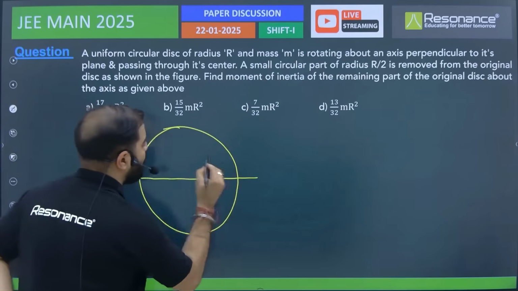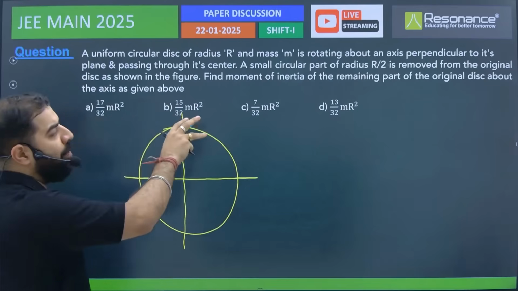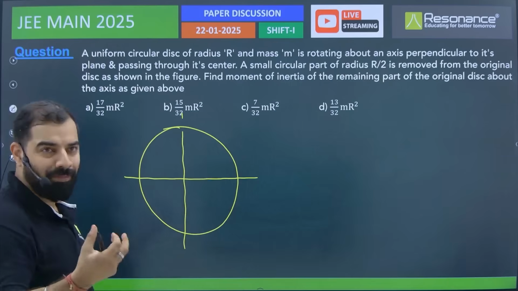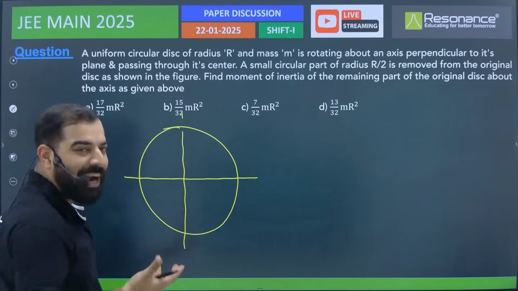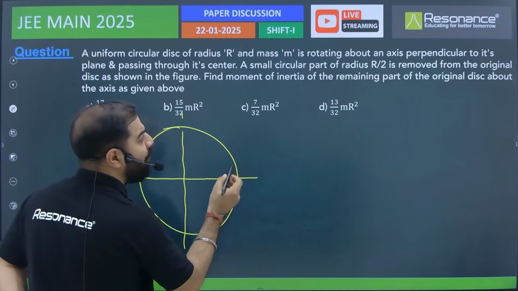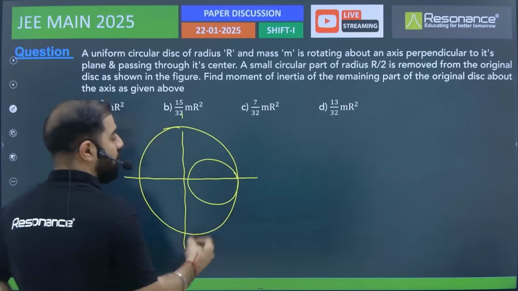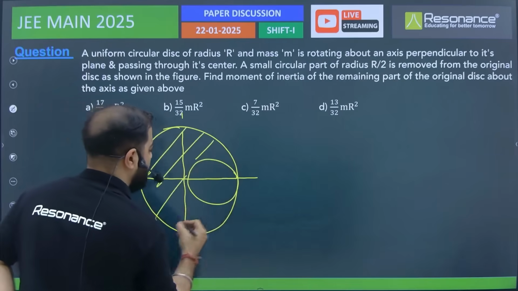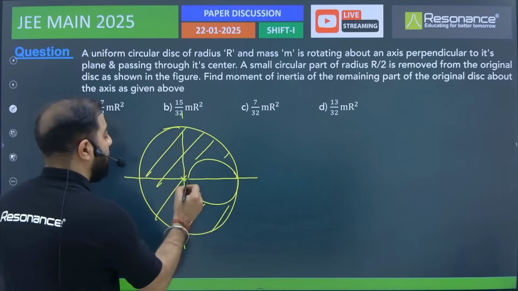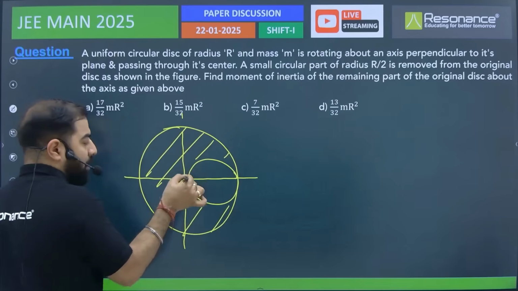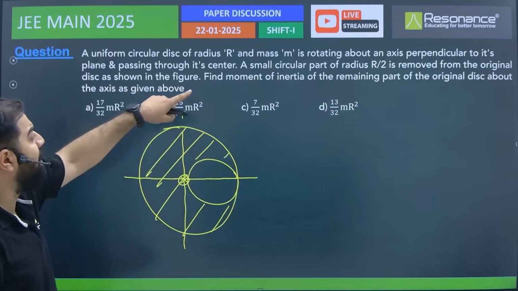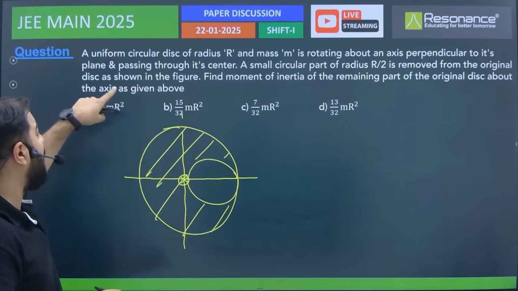It's a memory-based question. We have to be prepared from RBD. We always say moment of inertia is one of the most important and most predictable topics, and it turned out to be like that only. So that's great. What does it say? A small circular part of radius r by 2. So it's like this: this is the disk, and this is the cavity. About this axis, passing perpendicular to the plane, we have to find the moment of inertia. A uniform circular disk of radius r and mass m is rotating about an axis perpendicular to its plane and passing through its center.